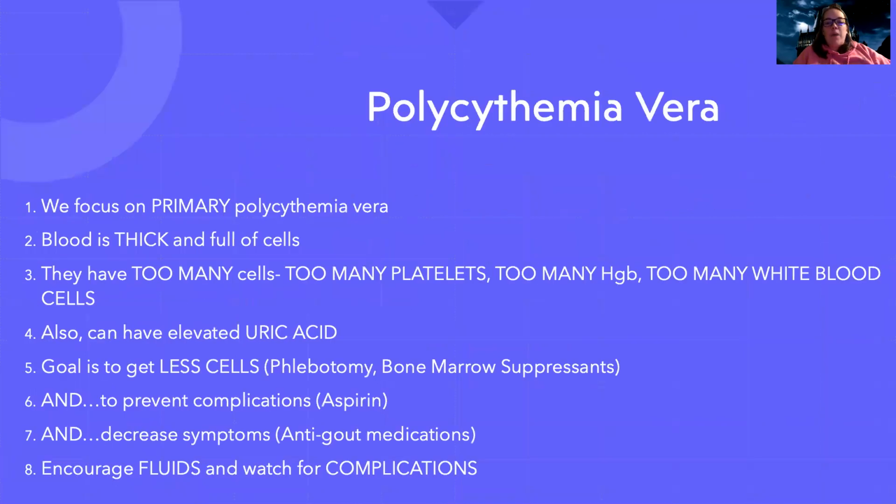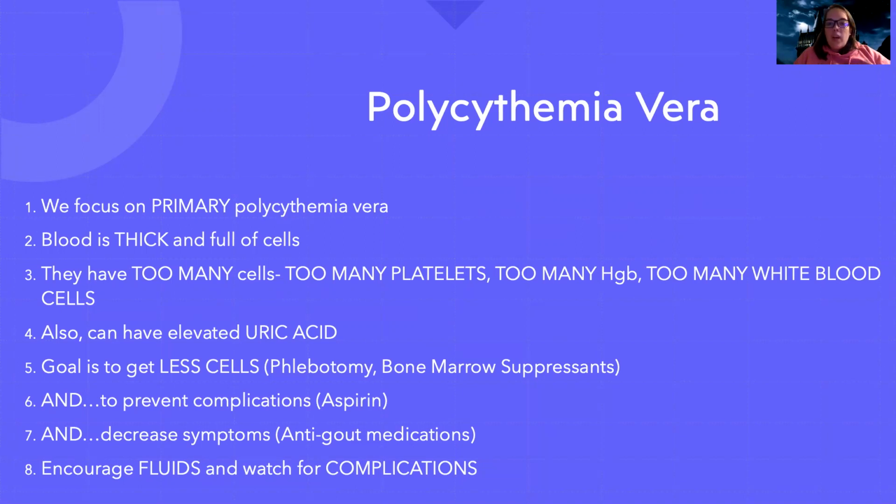Last but not least, there is polycythemia vera. And you're going to see that there's two types. There's primary and secondary. We really focus on primary polycythemia vera in this class because secondary can go away once you treat the underlying problem. Primary, we need to treat the problem of polycythemia vera itself.